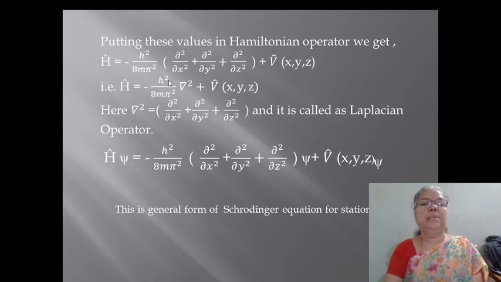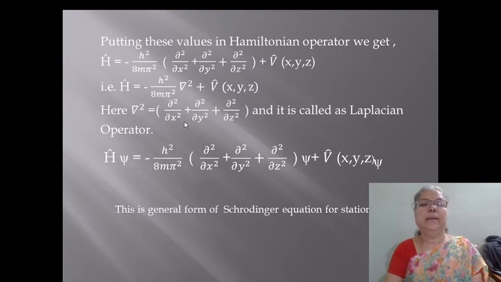We can write that the H operator equals minus h squared upon 8 pi squared m into del squared plus the potential energy operator along x, y, z, where del squared is called the Laplacian operator, and del squared has this value.